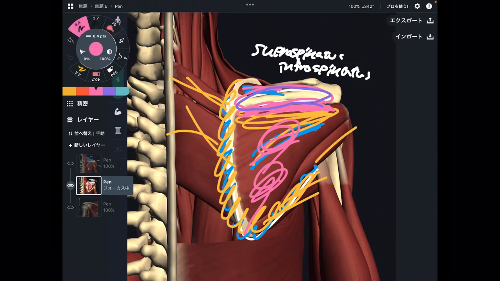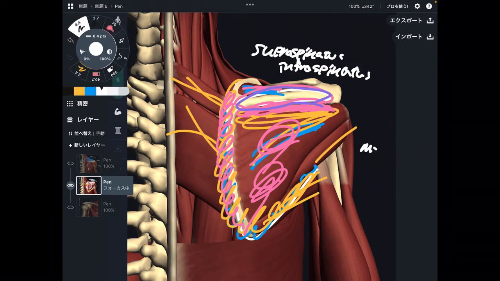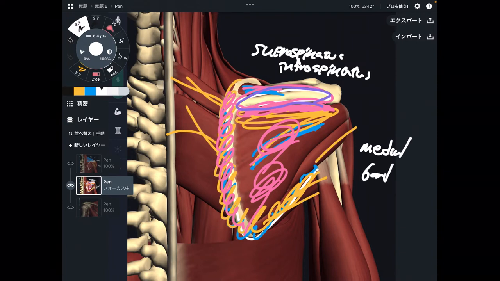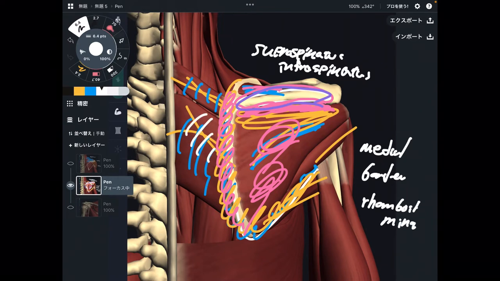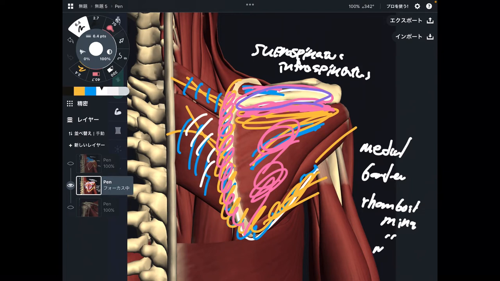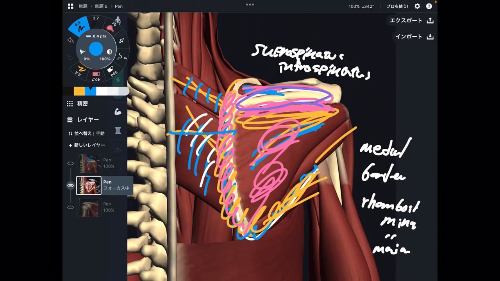Then let's go to the medial part. This is the medial border, literally the medial border. What kind of muscles are around here? Two muscles, this one and this one. The smaller one is rhomboid minor. The bigger one is rhomboid major. These two guys bring the scapula to the midline. That brings the scapula towards the thoracic spine.